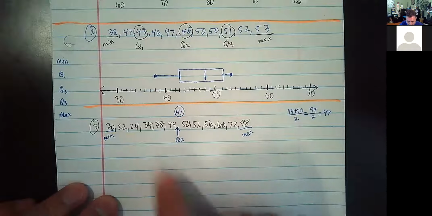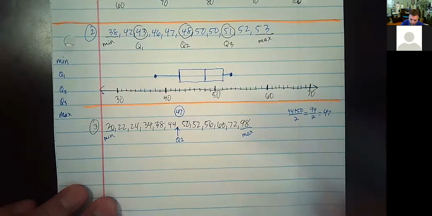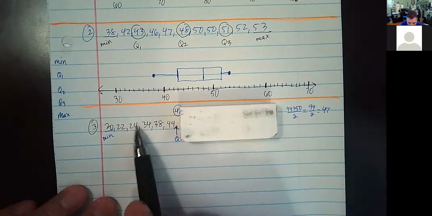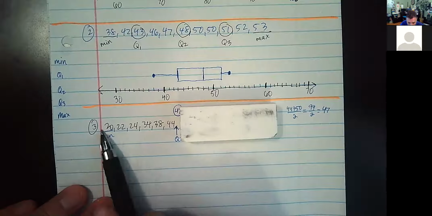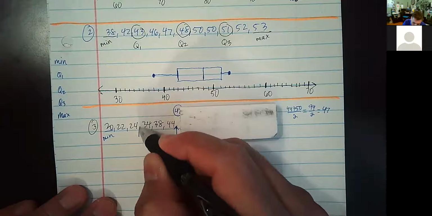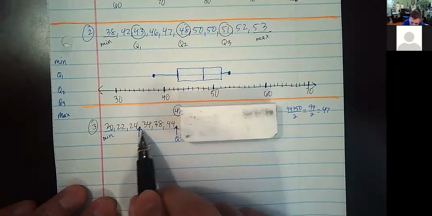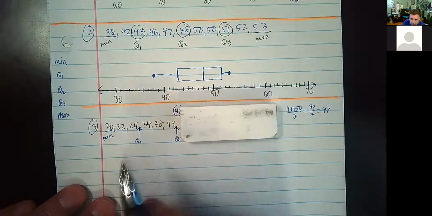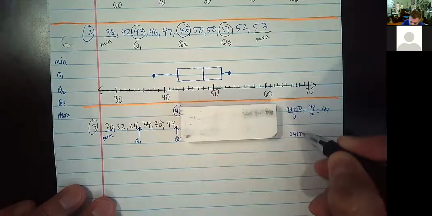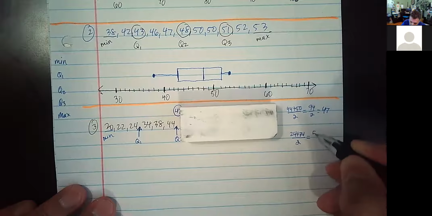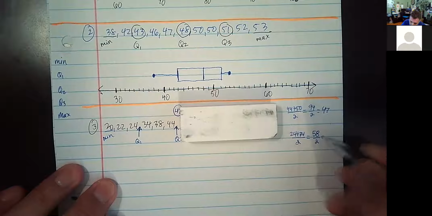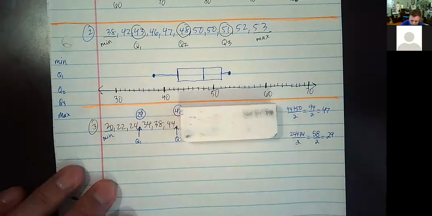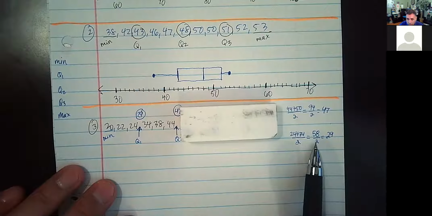Okay. Then to find the lower half, or the lower quartile, let's cover up the upper half and just count how many we have. We have 1, 2, 3, 4, 5, 6. Again, because we have an even number, I know the median of the lower half, which is Q1, is going to be in between 24 and 34. So again, take 24, add 34, and divide by 2. That looks like 58 divided by 2, and 58 divided by 2 is 29. Again, you can crunch this out on the calculator. You don't have to do it in your head.